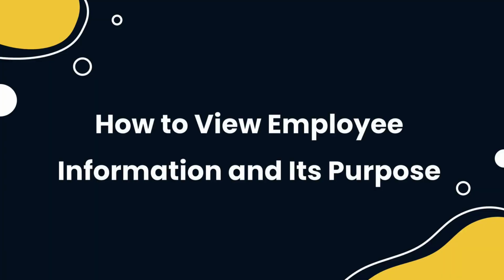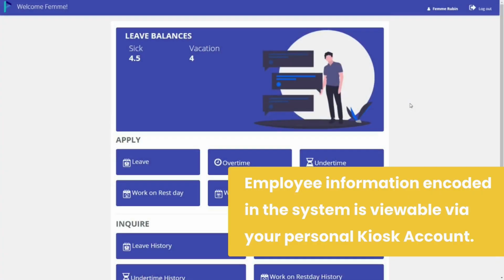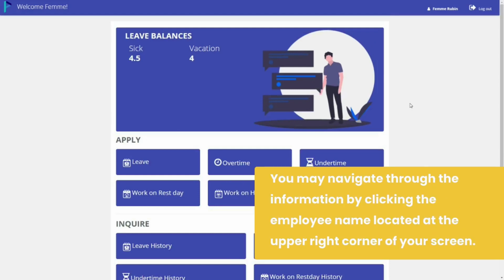How to view employee information and its purpose. Employee information encoded in the system is viewable via your personal KIOSK account. You may navigate through the information by clicking the employee name located at the upper right corner of your screen.